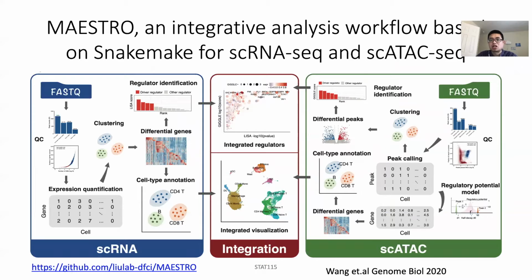To address these challenges of processing single cell data, we developed this tool Maestro. Maestro is an integrative analysis workflow based on SnakeMake, for both single cell RNA-seq and single cell ATAC-seq data analysis. So you're going to use this tool for your homework 5. I believe some of the students may have already tried it. If you are not familiar with SnakeMake, I would suggest you look it up on the internet.